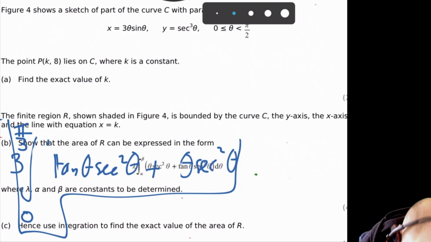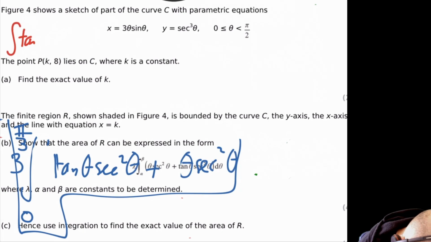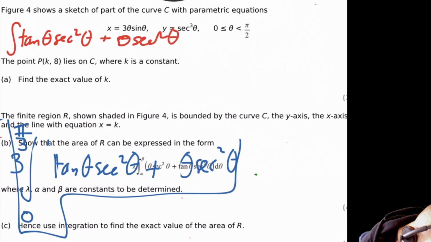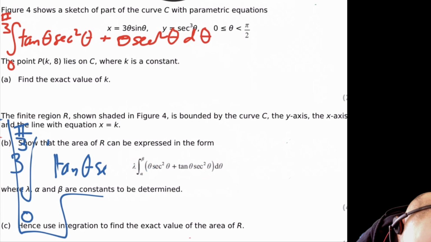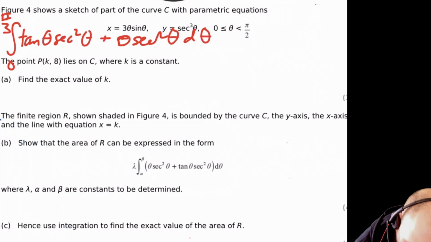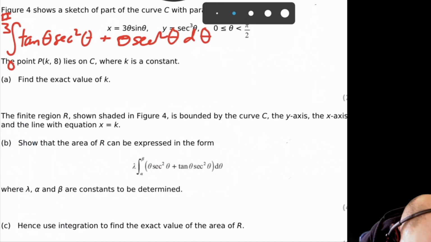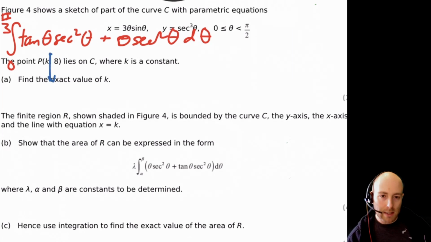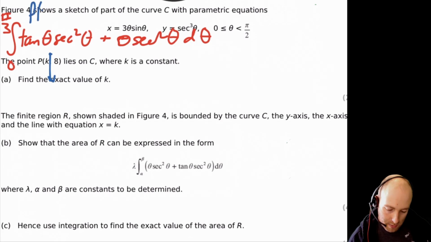Okay, let me write this at the top. So integrating tan theta sec squared theta plus theta sec squared theta from 0 to pi by 3 d theta. To do that, the first one is quite easy. It's a recognition one. So we've got tan differentiates to sec squared, so we've got f(x), f dash x there.